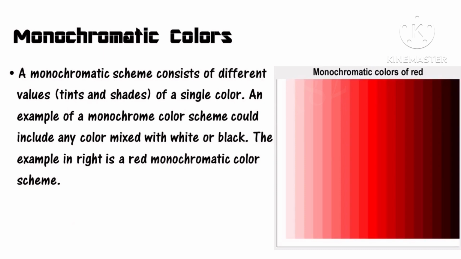Now we have monochromatic colors. A monochromatic color scheme consists of different values. Values means tints and shades of a single color. An example of a monochrome color scheme could include any color mixed with white or black. The example on the right is a red monochromatic color scheme. So in red, when we add white and black in different amounts, we get the monochromatic color scheme.